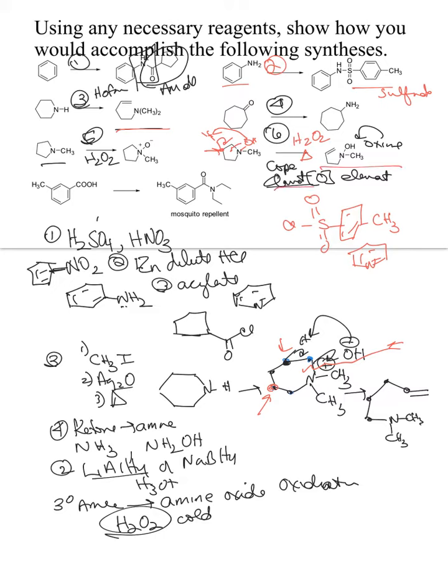Okay, the last one here in this set is how to make this mosquito repellent. And you have a carboxylic acid, and you want to go from the carboxylic acid to this amine. So basically you'd want to react this with thionyl chloride. That is going to make your acid chloride, and then you'll react it with diethylamine, a little bit of pyridine, and that is an acylation reaction of an amine to give you your product.